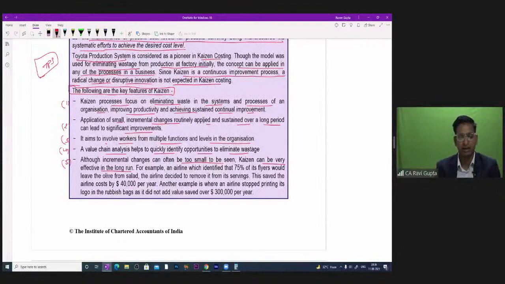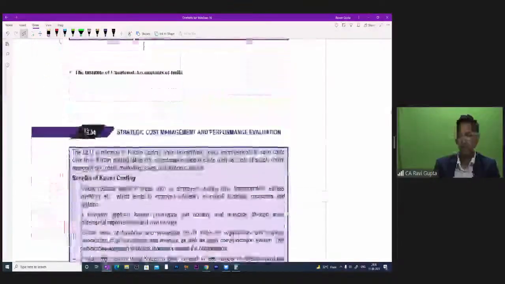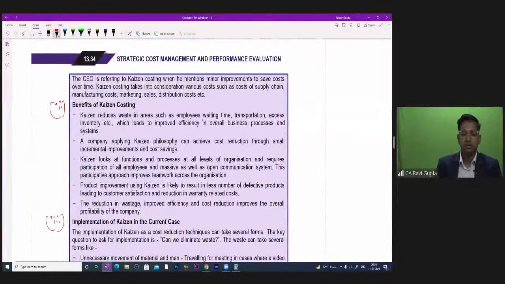For example, an airline which identified that 75% of flyers would leave the olive from the salad decided to remove it from its servings. This saves the airline $40,000 per year. Another example is where an airline stopped printing its logo on the rubbish bags, as it did not add value, and saved over $3 lakh per year. The CEO is referring to Kaizen costing when he mentioned minor improvements to save cost over time. Kaizen costing takes into consideration various costs such as cost of supplies, manufacturing costs, marketing, sales, and distribution.